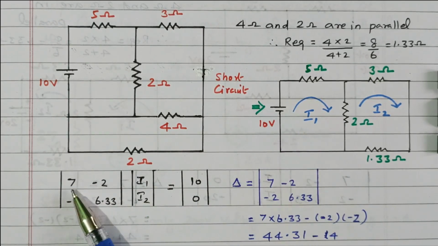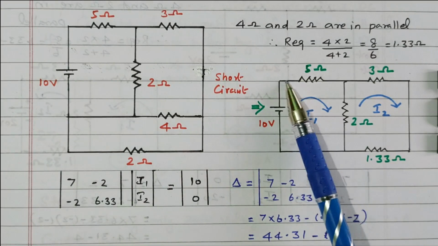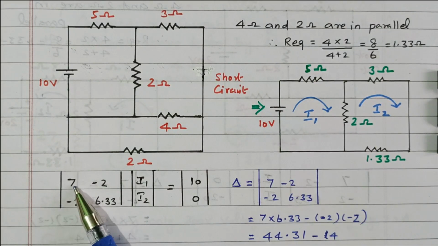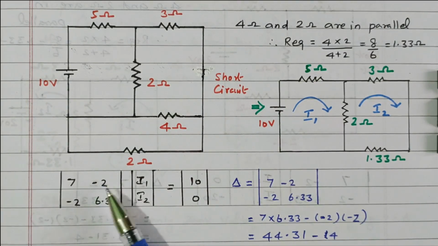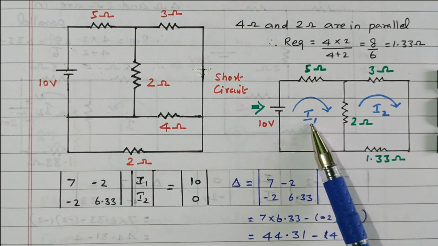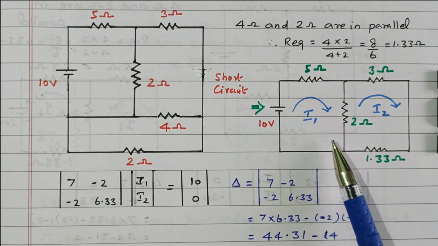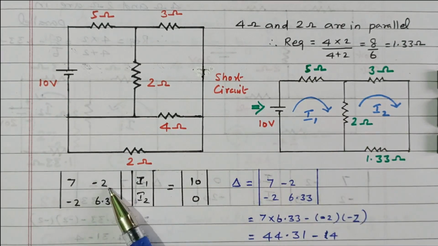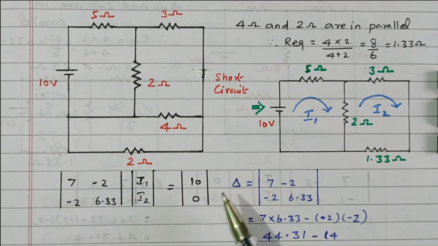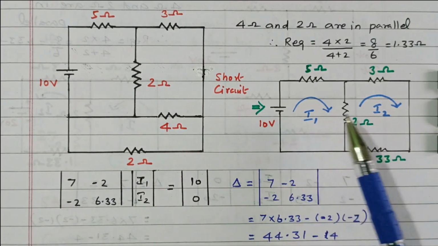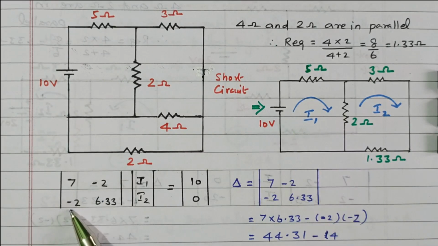What is this value? This is R11. R11 means the total resistance available in loop 1, that is 5 plus 2, 7. This is R12. R12 means the resistor commonly available between loop 1 and loop 2. This 2 ohm is common between loop 1 and loop 2, so it is minus 2. Other than the diagonal, the other elements are negative. This is R21, same thing: the common resistor between the second loop and the first loop is the 2 ohm resistor, so minus 2. Then R22. What is R22?